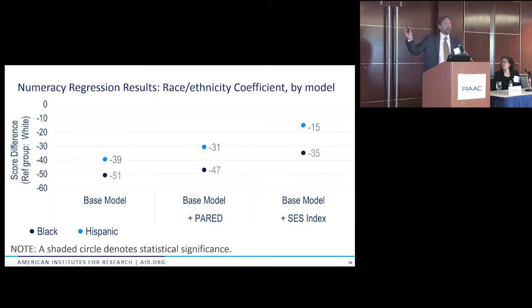It's still very largely unexplained when you use the wider index that we propose, but it's substantially more explained of that Black skills gap, and for the white Hispanic skills gap, it's actually largely explained. More than half of the white Hispanic skill gap is explained by differences in SES levels.